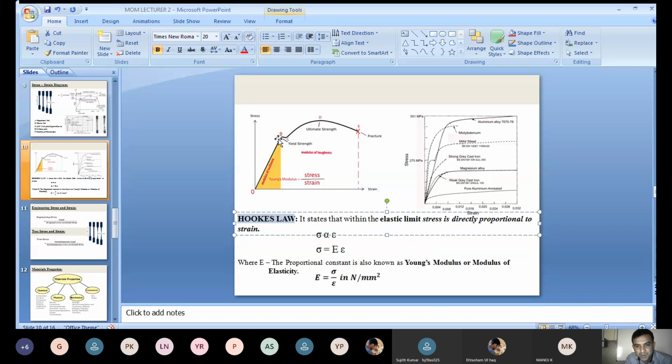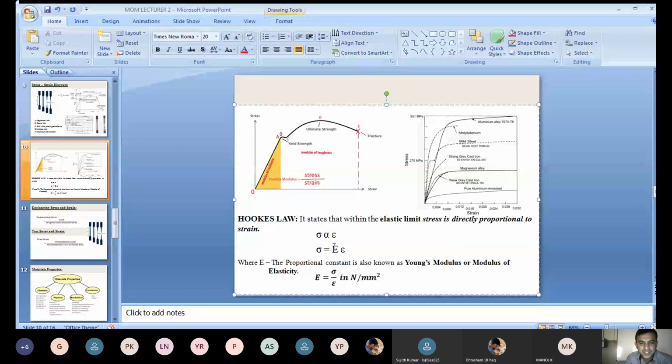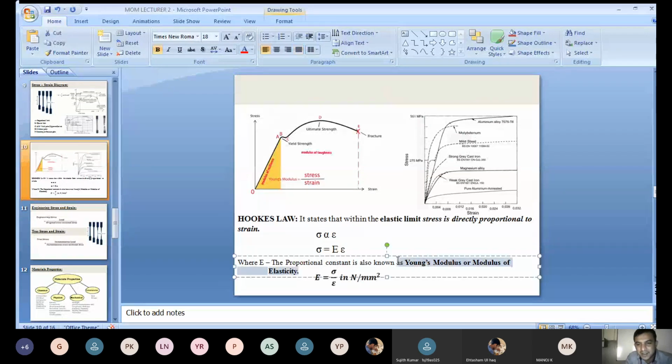In order to remove that proportionality, we use a constant E, that is a proportionality constant. Now this is the stress-strain relation. Stress is directly proportional to strain. In order to remove the proportionality, we need a constant. That constant is E. E is nothing but the proportionality constant. Who derived this? The scientist's name is Young. Modulus is nothing but a constant. Remember the word, whenever you say modulus, it is nothing but a constant.